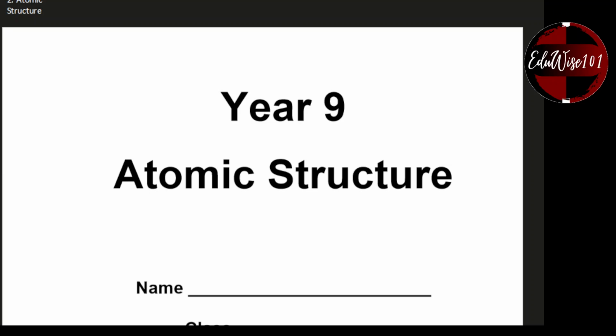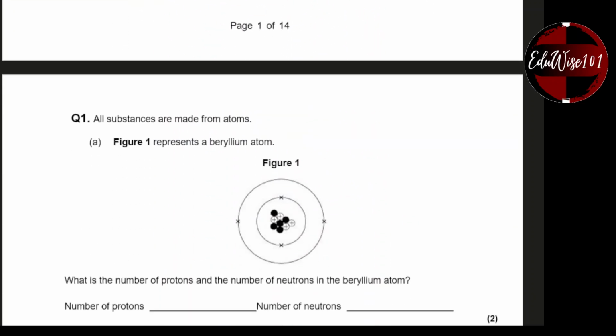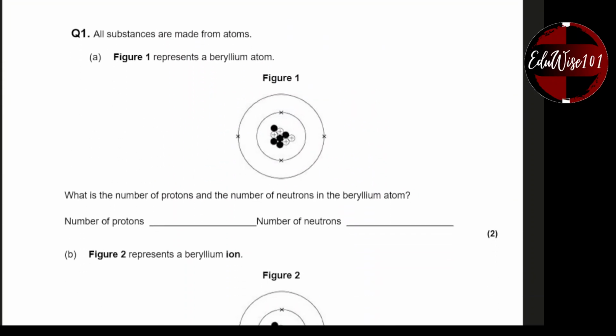In this video, I'm going to go through the Year 9 Atomic Structure End of Topic test. So let's have a look at question number 1. All substances are made up of atoms. Figure 1 represents a beryllium atom. What is the number of protons and the number of neutrons in the beryllium atom?